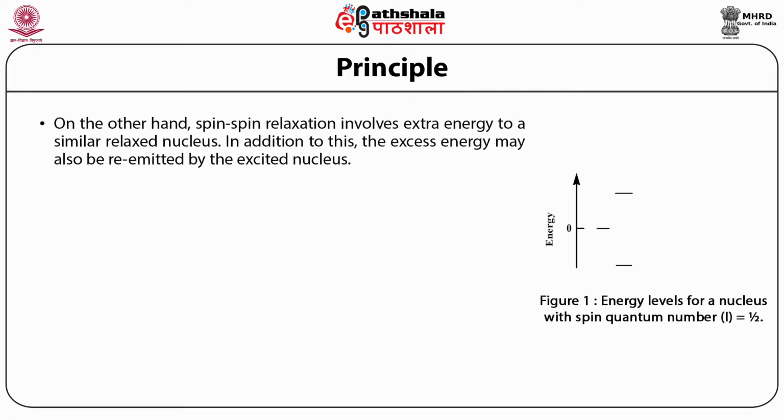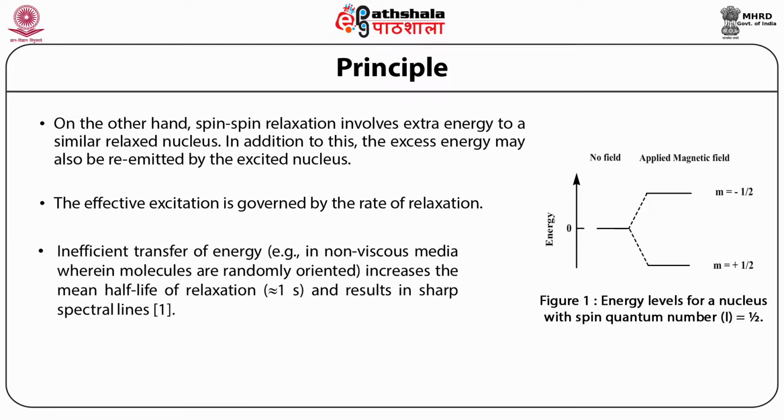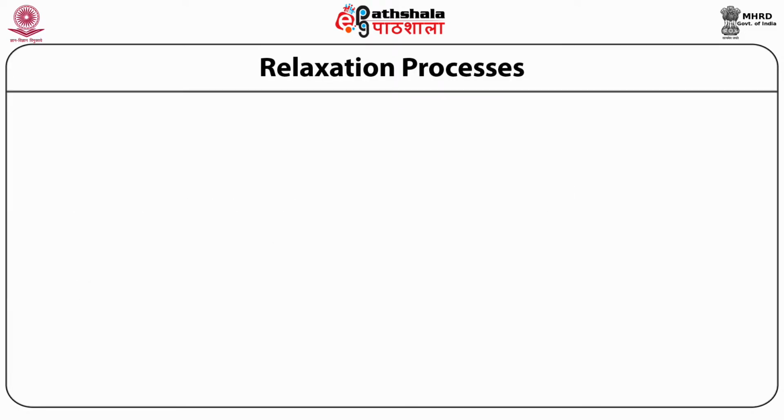On the other hand, spin-spin relaxation involves transfer of the extra energy to a similar nucleus. In addition to this, the excess energy may also be re-emitted by the excited nucleus. The effective excitation is governed by the rate of relaxation, and it increases the mean half-life of the relaxation and results in sharp spectral lines. Now comes the relaxation process.